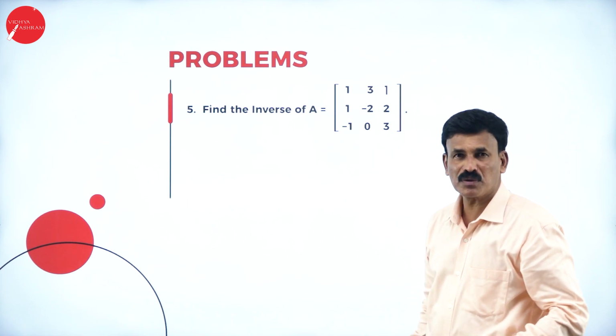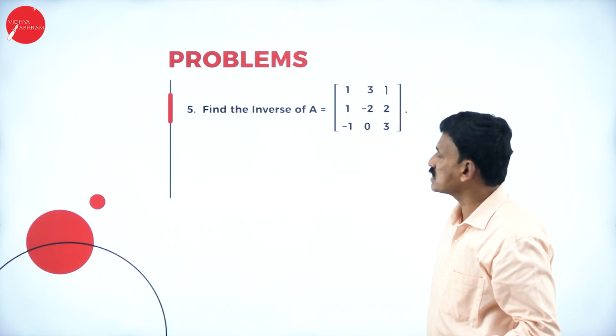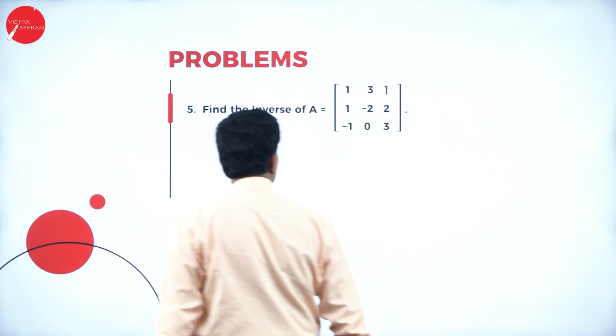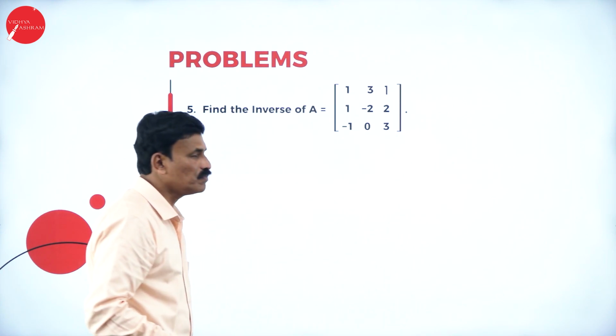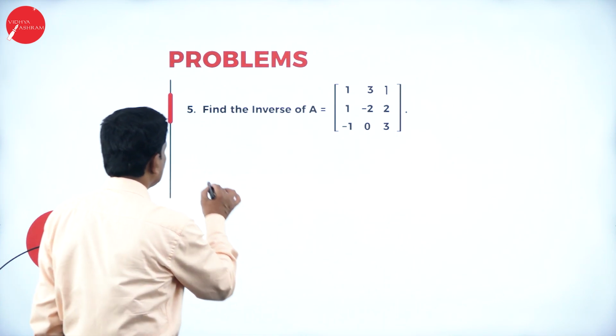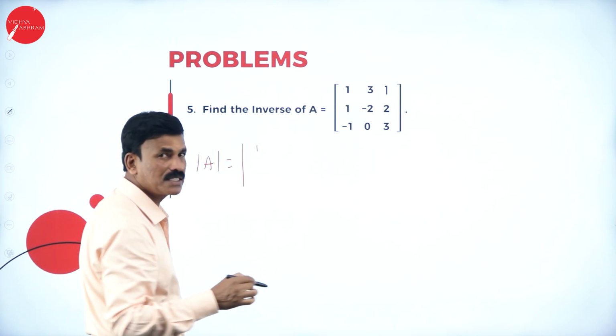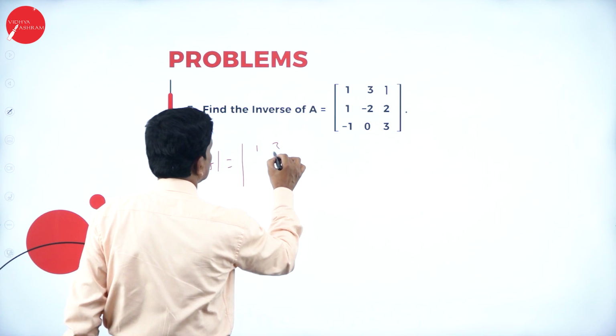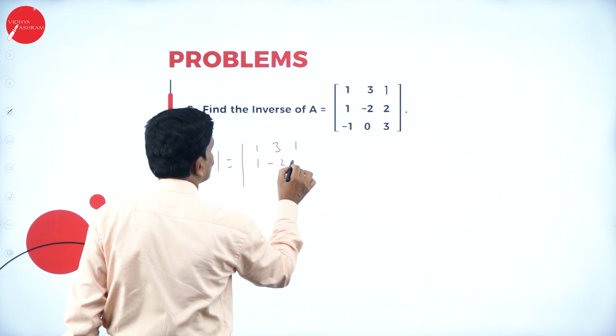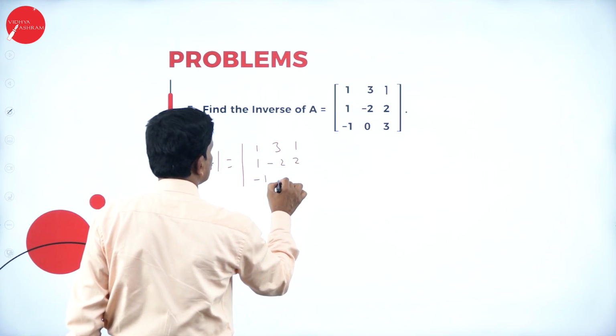Let us take one more problem to find the inverse. Find the inverse of A is equal to, what is A? 1, 3, 1, 1, minus 2, 2, minus 1, 0 and 3. Now, let us find out the determinant of this, so check whether the inverse exists or not.